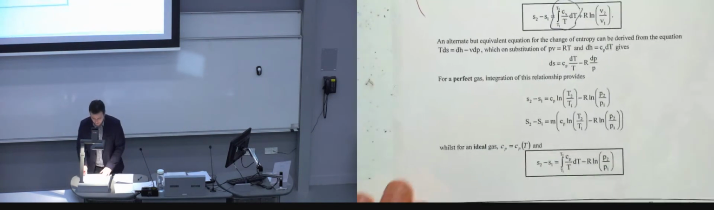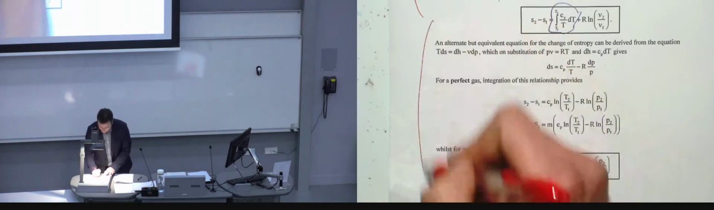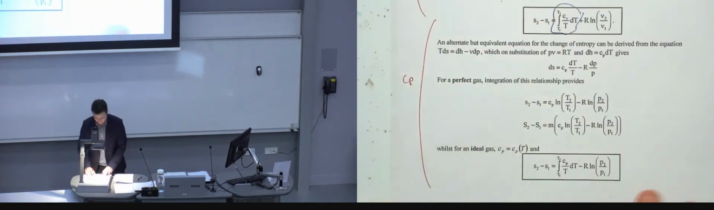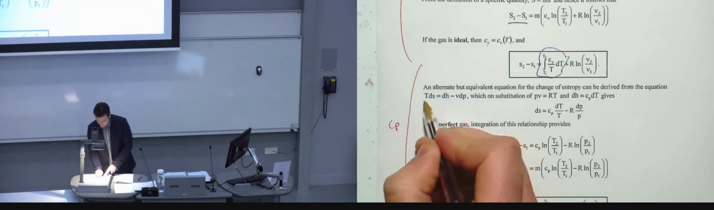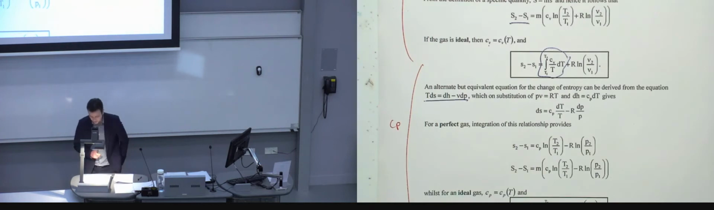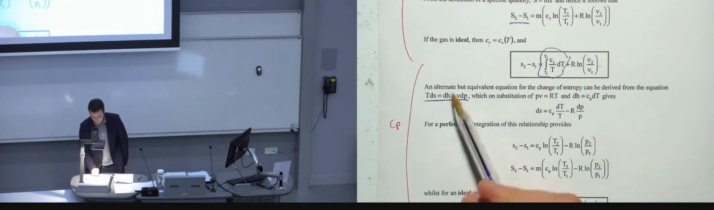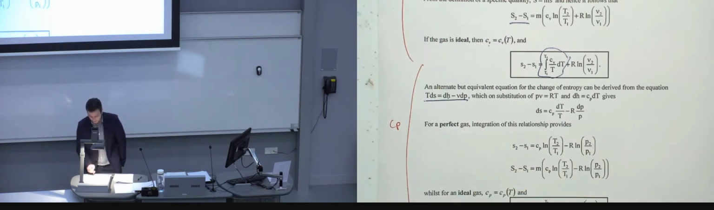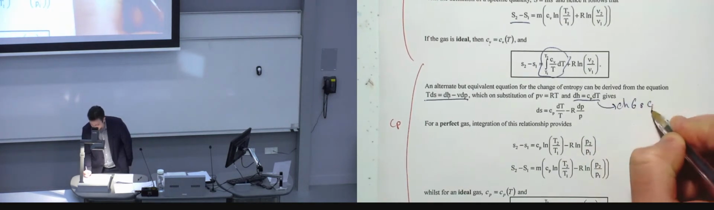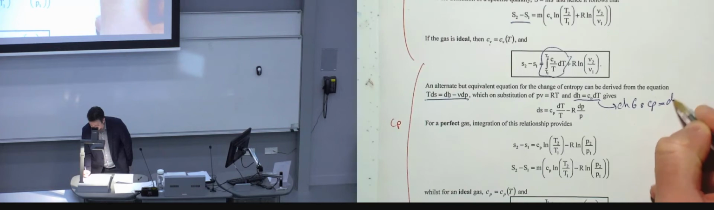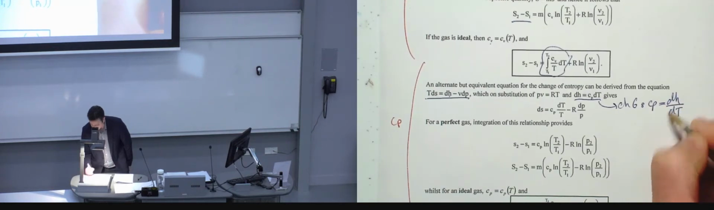What you expect is that you can do exactly the same thing for Cp. Starting from our equation, the one that we derived on the previous page, and using the equation of state, and remembering again from chapter 6 that Cp was defined as dH over dT.